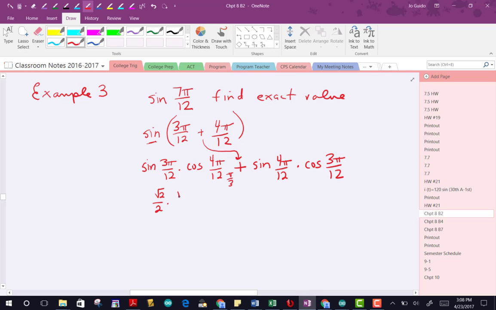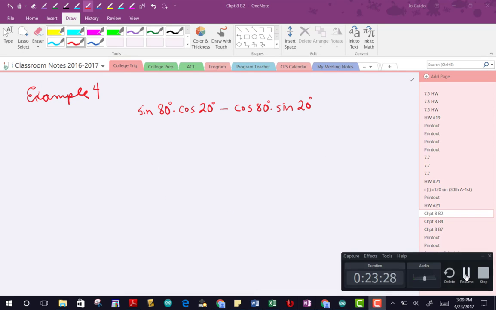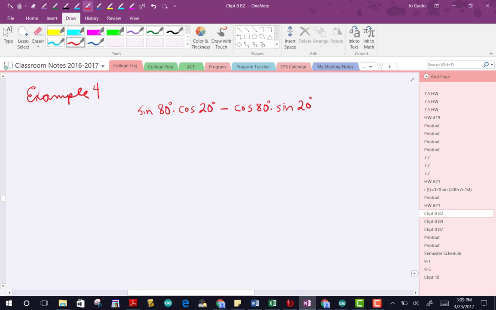You can also use these formulas backwards. So if you look at this example, you should recognize, oh look, I've got sine cosine minus cosine sine. That looks like my difference of signs formula. Remember that the sine of A minus B was equal to the sine of A times the cosine of B minus the cosine of A times the sine of B, which is the pattern we have there. So we've got this, and we're going to go this way.